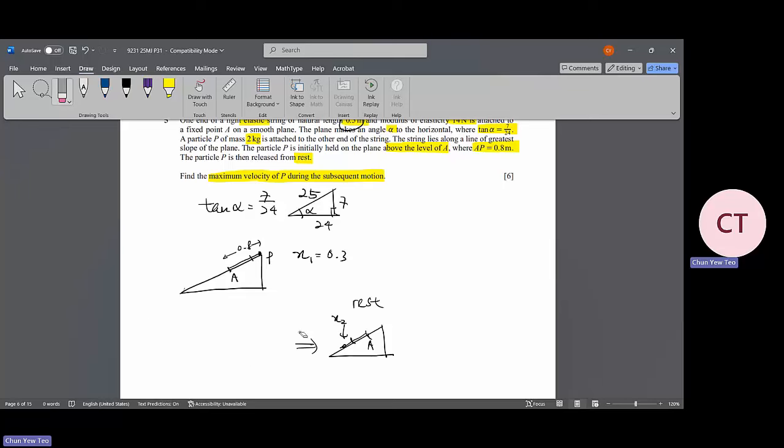So we need to consider two cases. One case where P is above A. Another case is you let P go until here. Okay, that is P. And this is, we do not know. This will be 0.5 plus x2. What is x2? I do not know. So what we can do now is at first your EPE initial.